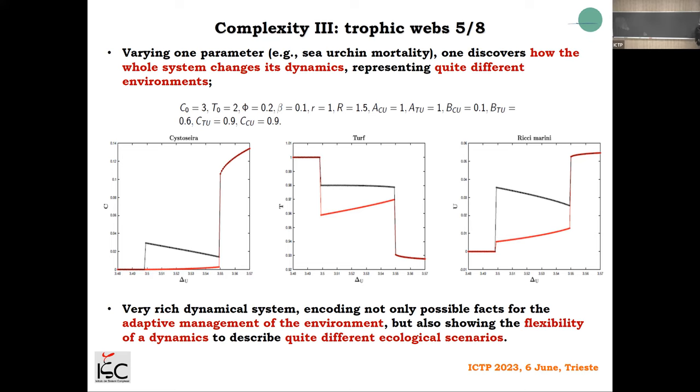What happens is that there are scenarios where these get extinct, they survive, scenarios in which there are oscillations, and scenarios in which there are other fixed points like these here with respect to the small delta U regime. This means not only that the system may be fit to represent different ecological scenarios, but also that this is a very rich dynamical system, that maybe can be used to make some kind of adaptive management of the environment.